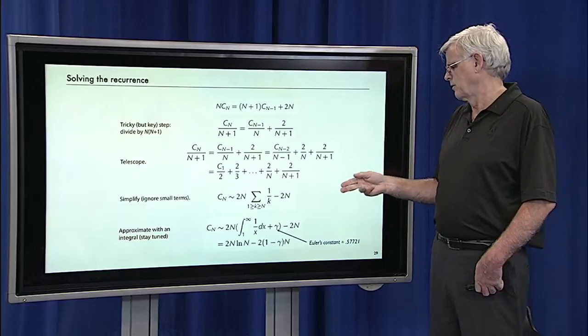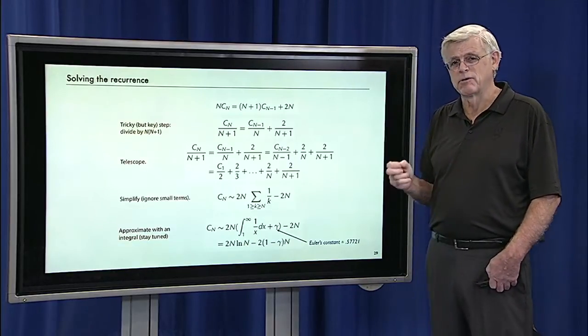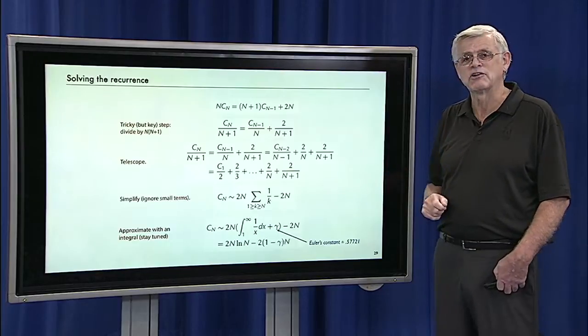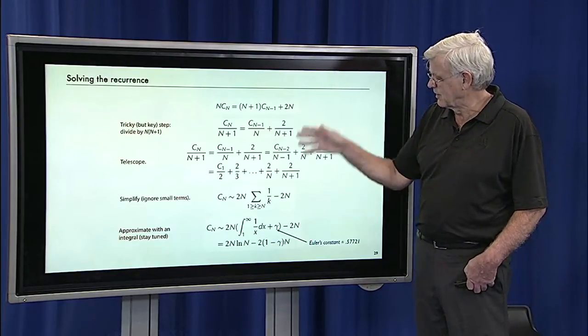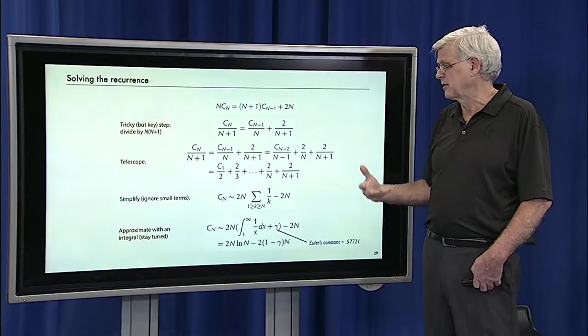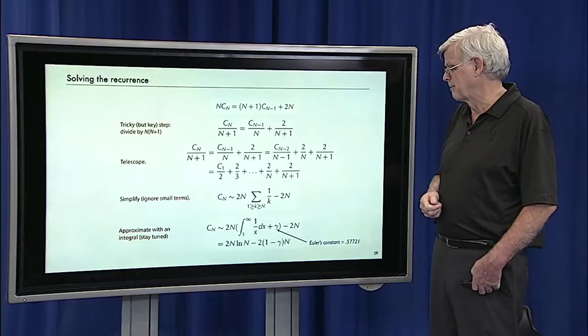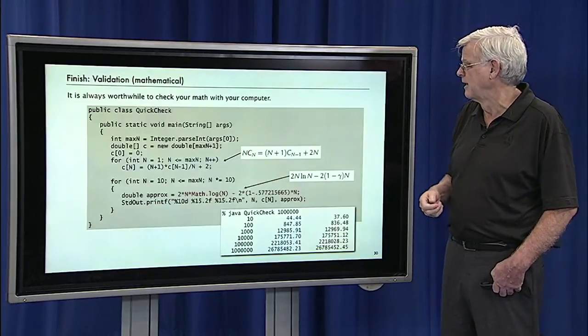Now, there are approximations, and we will be talking about how to be precise about making these approximations. But other than that, this is fairly straightforward mathematical manipulation that gets us to a solution for the number of compares used by quicksort.